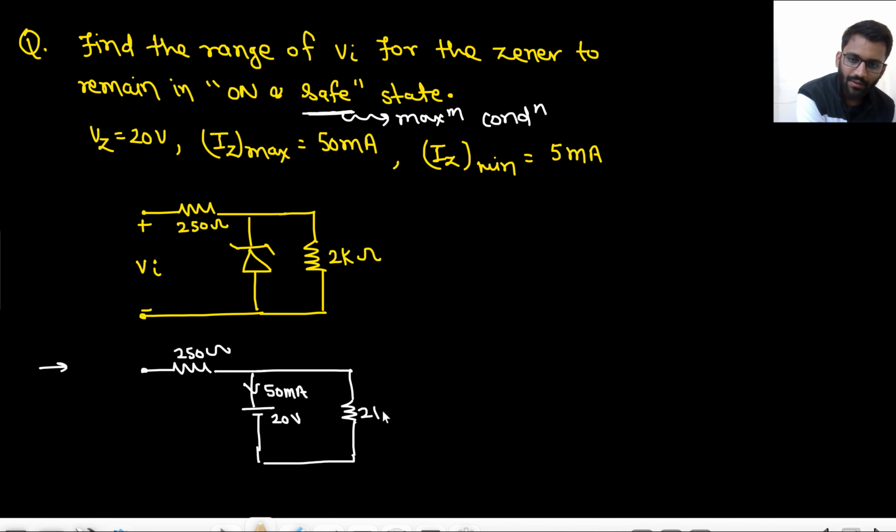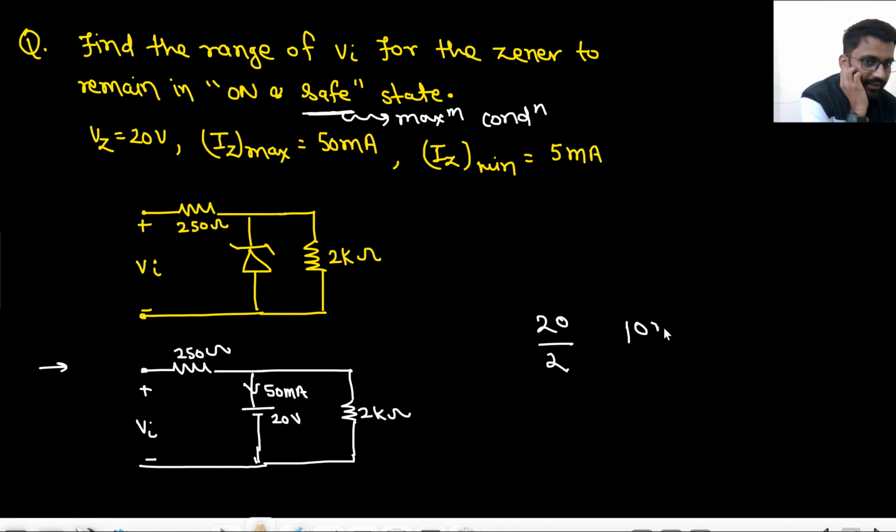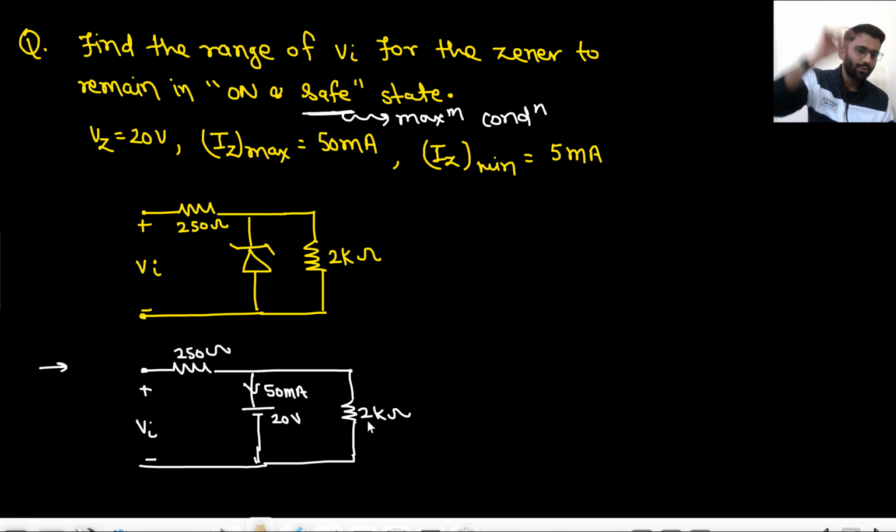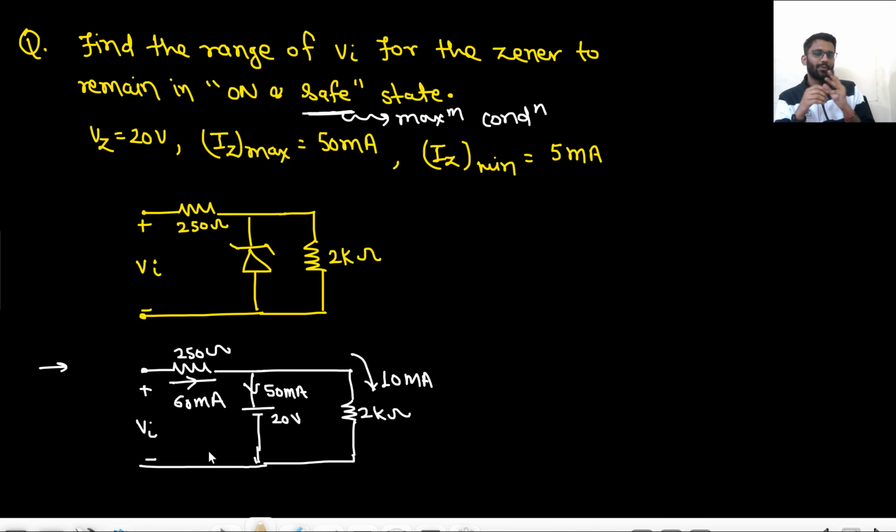And here we are having 2 kilo ohm resistance. This is my input. So 20 by 2 kilo ohm, that means 10 milliampere. So basically we are having 10 milliampere current here. This 20 volt will go across 2 kilo ohm, so 20 by 2k is 10 milliampere current here. So that means we are having 60 milliampere current here.